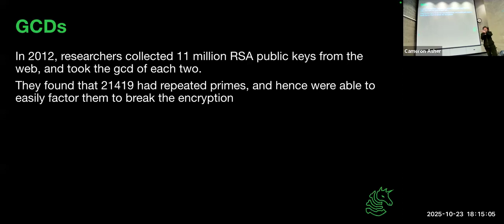And this is where the meme comes from, because the assumption of RSA is that we can generate random primes, and it turns out that this is a lot harder than expected.